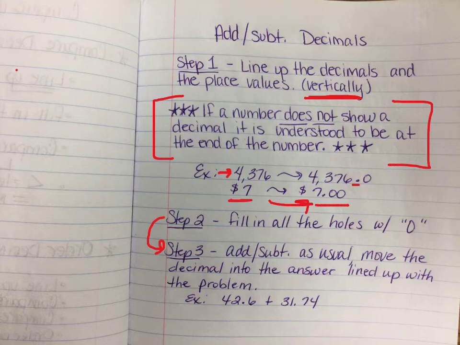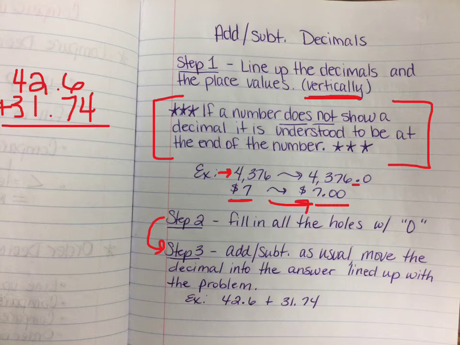So the first problem is 42 6/10, and we're going to subtract 31 74/100. Okay, so we've lined up the numbers, lined up our decimals. Okay, we're going to fill in the holes with zeros, because if you don't fill in the holes, you're tempted to just bring that 4 down, which would be incorrect. So make sure you fill in the holes.